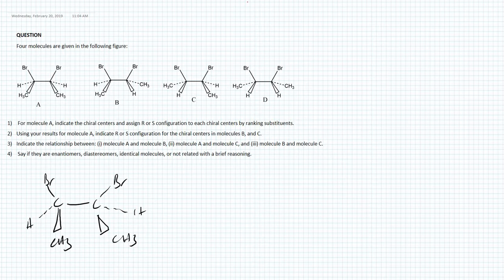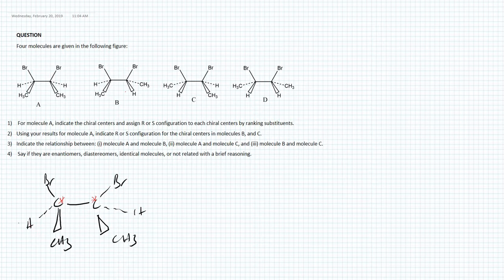And here in this molecule we have two chiral centers, and let's indicate the chiral centers with a red marker. So this carbon is a chiral center and this carbon is a chiral center, because each carbon has four different groups around it. After that, let's rank the substituents around each chiral carbon.